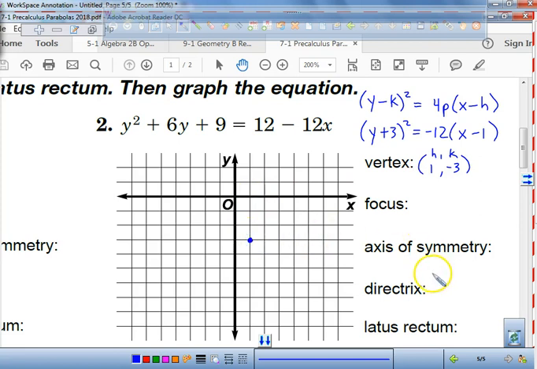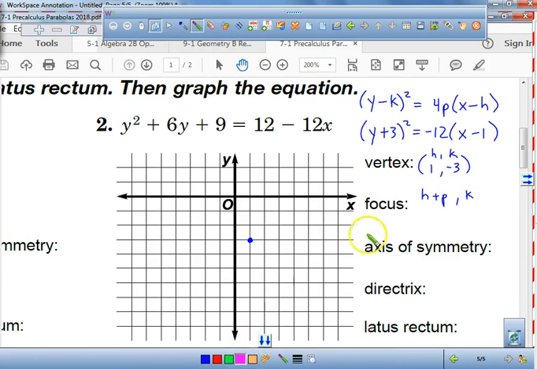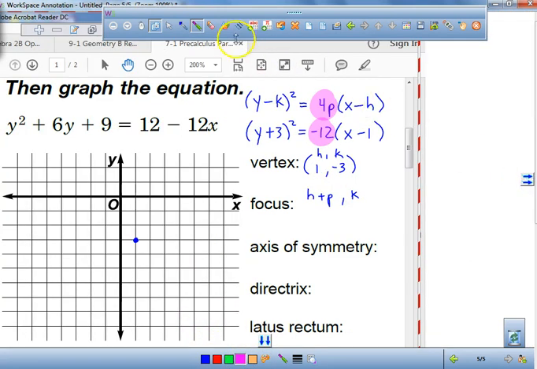Okay. Look at your chart. What is the formula for the focus? h plus what? Plus p, comma k. Uh-oh, we have not found our p value. What is 4p equal to? 4p is equal to a negative 12.